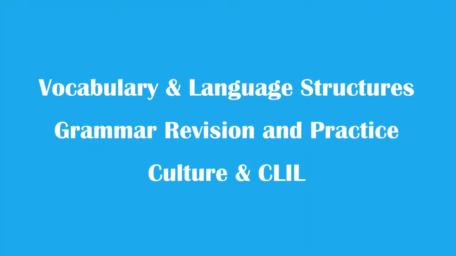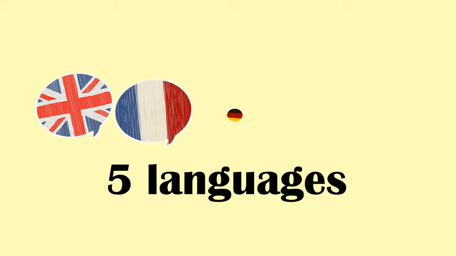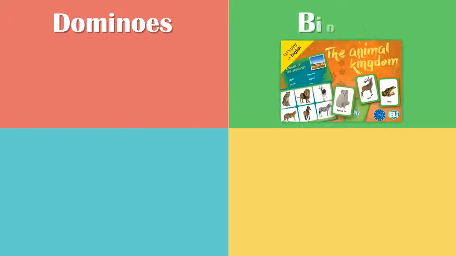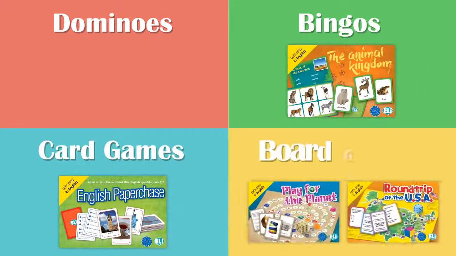This is a series of video tutorials on ELI games. In this video, we're going to present a game focused on culture and CLIL. Each game is available in 5 languages: English, French, German, Spanish and Italian. The games have different characteristics and can be divided into 4 categories: Dominoes, Bingos, Card Games, Board Games.